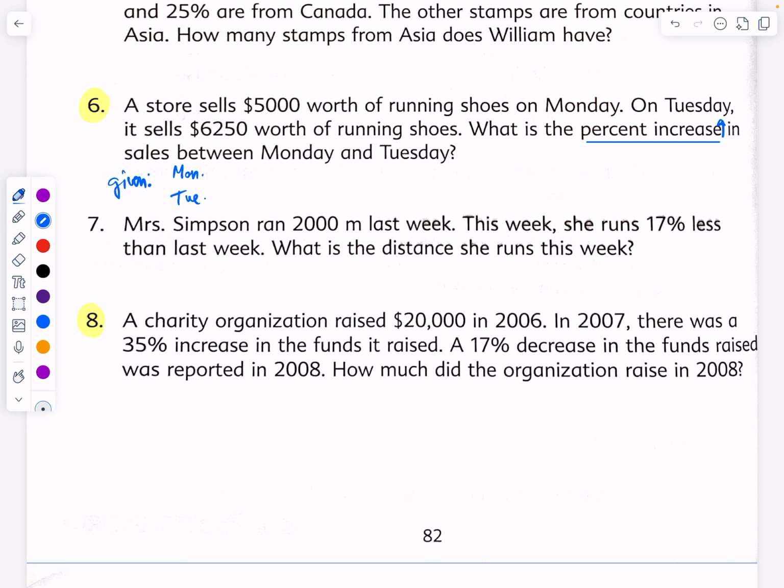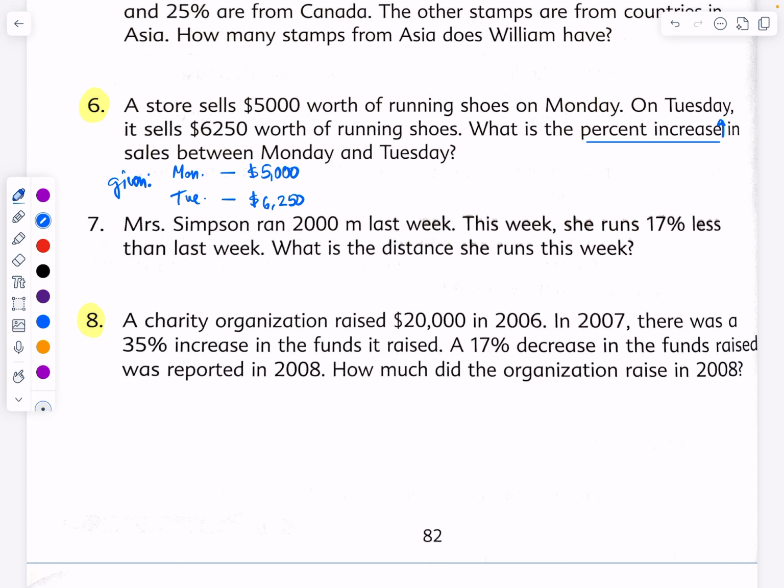What do we know about the sales on Monday? Well, they were $5,000. What do we know about the sales on Tuesday? They made a lot more money. It was livelier, $6,250. We clearly see a difference, and it is an increase. Now we have to express this difference as a percent increase, as a percentage.